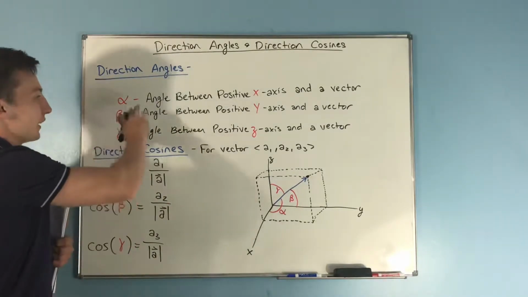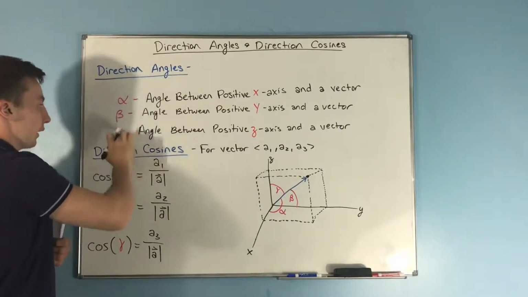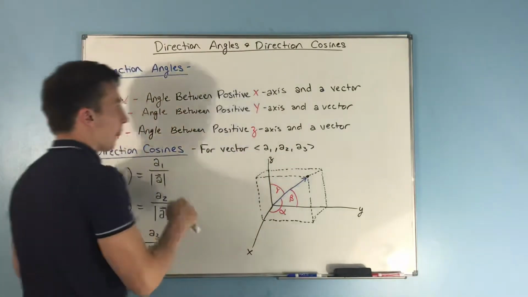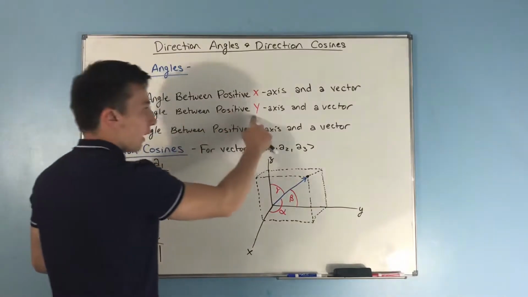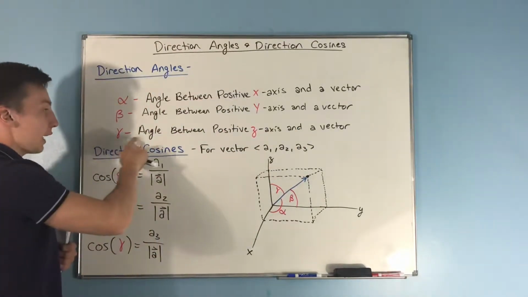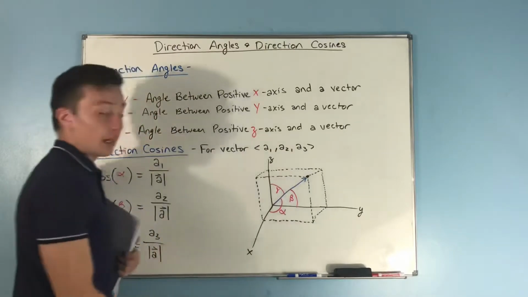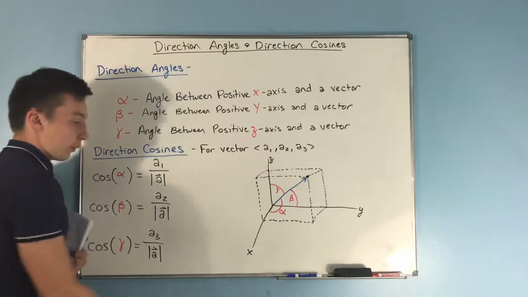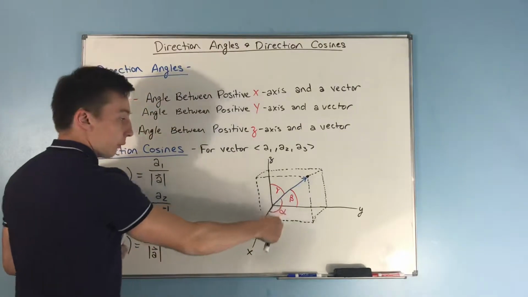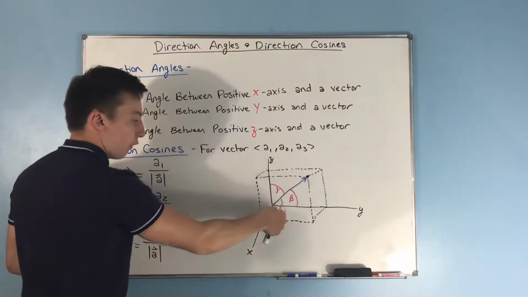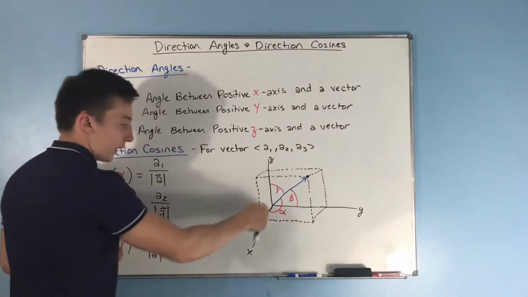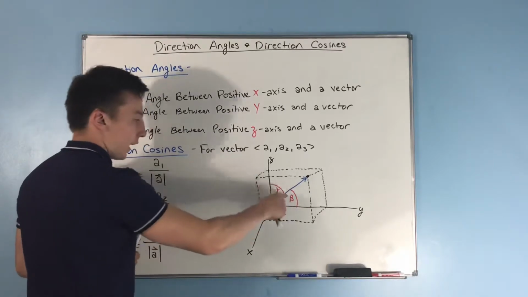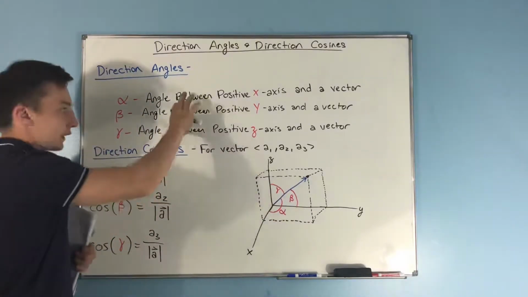Okay, so here are your direction angles. You have alpha, beta, and gamma. Alpha is the angle between the positive x-axis and a vector. Your beta is your angle between the positive y-axis and a vector, and gamma is the angle between the positive z-axis and a vector. Okay, so you can even see that illustrated down here. We have alpha. We have our vectors in blue, and alpha is that angle between the positive x-axis right here and the vector. Okay, you can see beta and you can see gamma, doing exactly what's described here.